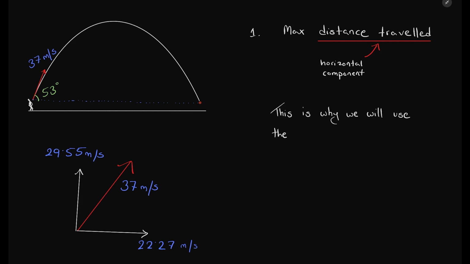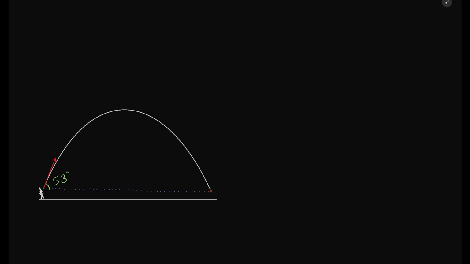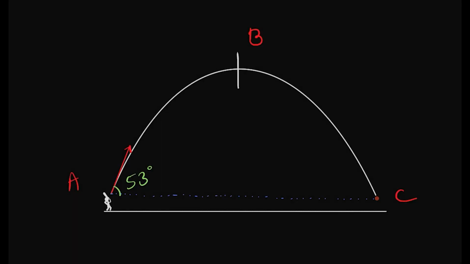We will be using vertical components to find the time. The time of flight is the same for both vertical and horizontal components. Here we know that at the highest point, the vertical velocity is always 0. Here we will be learning a new concept. In this question, the ball rises up and falls to the same level. So we can say level A is the same as level C, so the height A is the same as the height C from ground level.